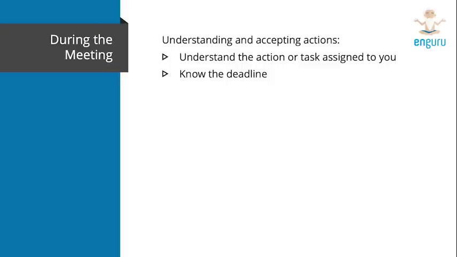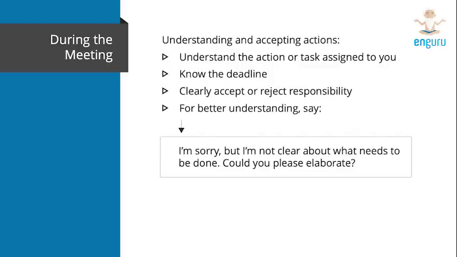If any action is assigned to you during a meeting, make sure that you're clear about the work that has been assigned to you and the deadline for it. Be very clear in confirming whether you accept or reject the tasks that you have been assigned. Also, if you haven't understood what is expected of you, you could say, "I'm sorry, but I'm not clear what needs to be done. Could you please elaborate?"